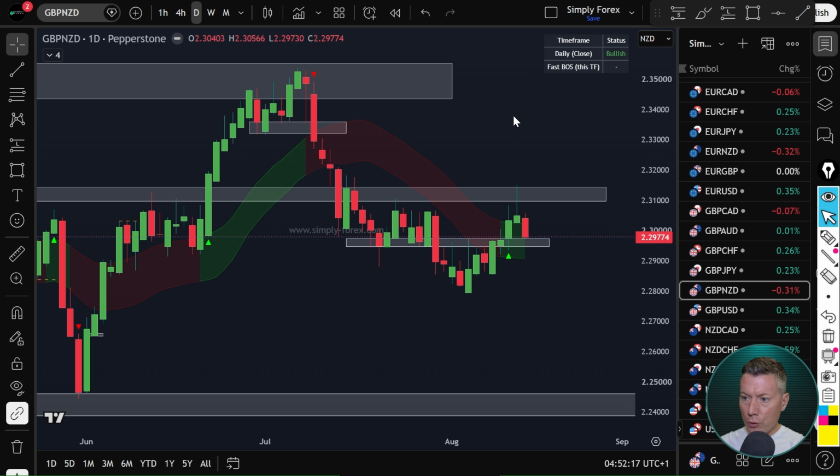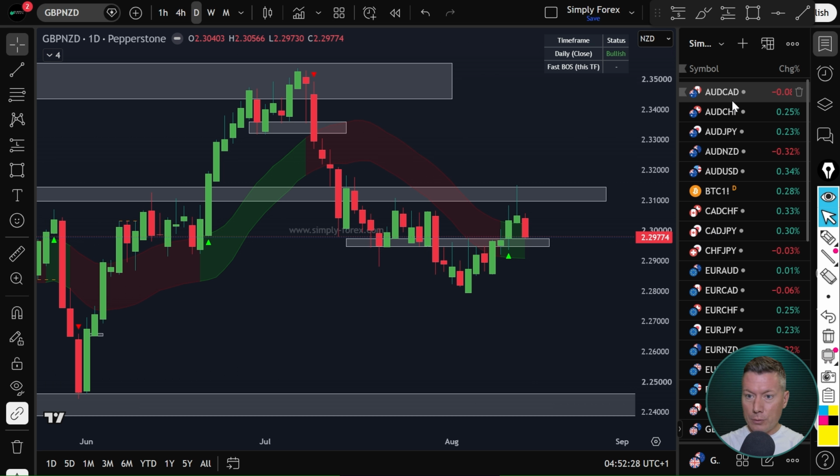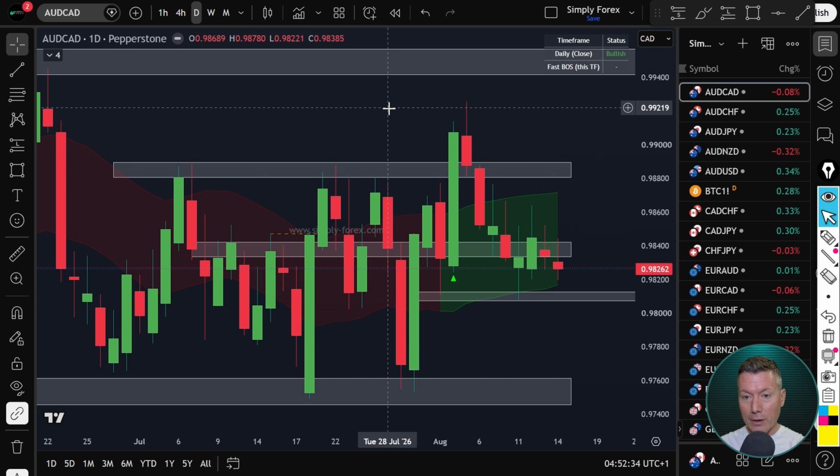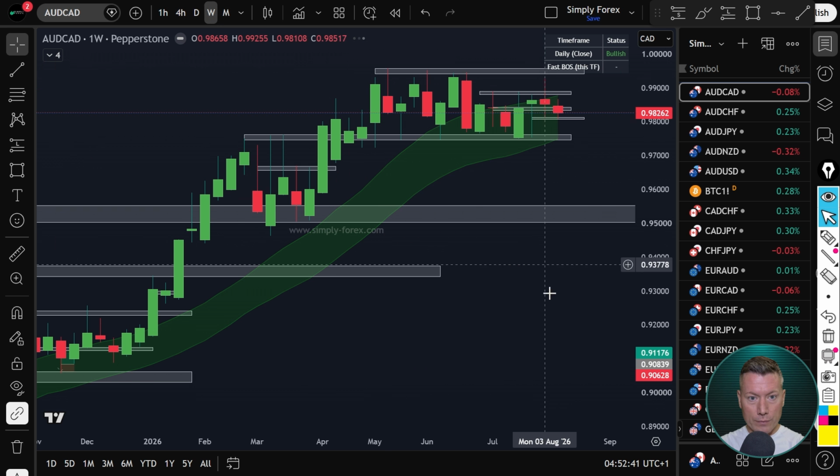So yeah, they're the euro pound weakness. Let's have a look at Aussie dollar weakness against its counterparts, right? So you're probably thinking, Tom, what the hell do you mean? Let me explain. So Aussie dollar, Canadian dollar, I like, and Aussie dollar, New Zealand dollar sells, I like, right? Both sells. So let's start with the weekly.